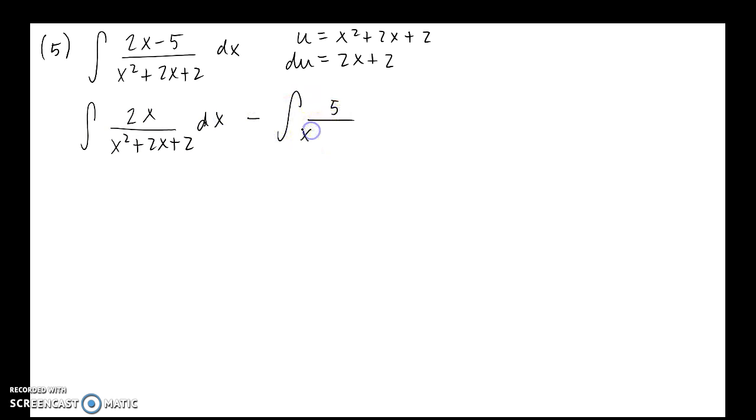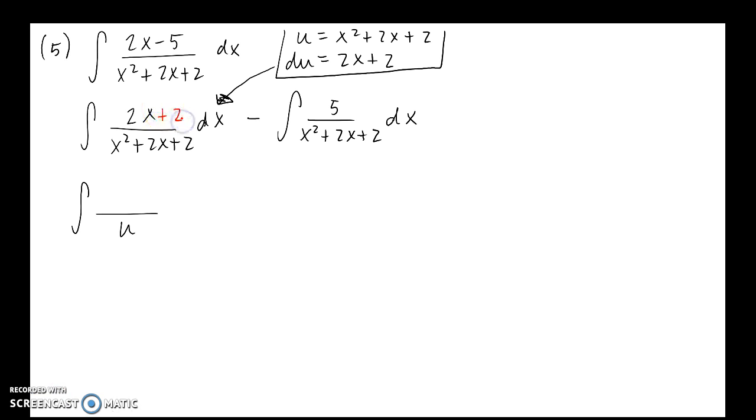Minus 5 over x squared plus 2x plus 2. Okay, I'm allowed to separate the numerator as long as I keep the common denominator. So now let's go back to the u substitution here. I still pick my denominator. But now in order to get that plus 2, I can add 2 to this expression as long as I subtract, let me add 2 here, because really I'm subtracting 2 if I go back and distribute that negative.